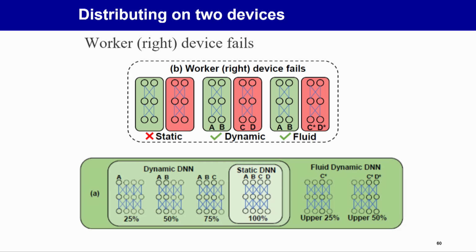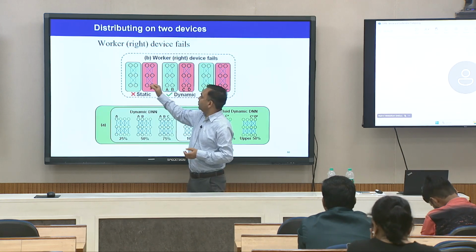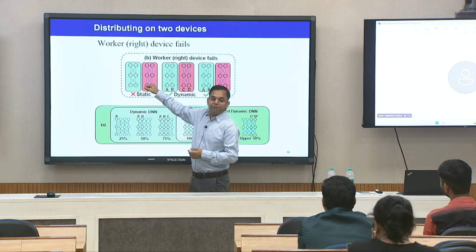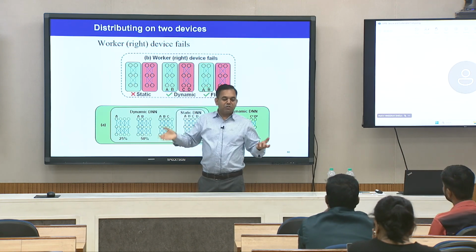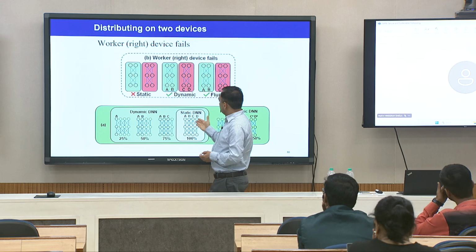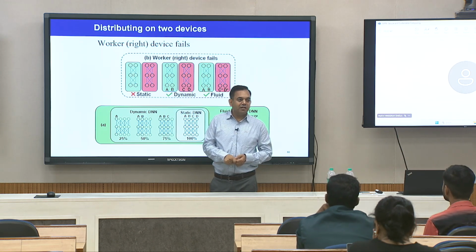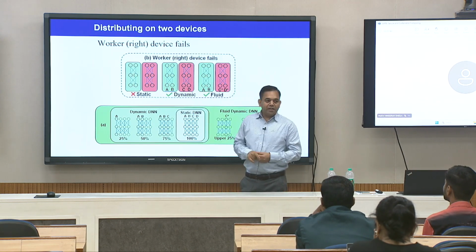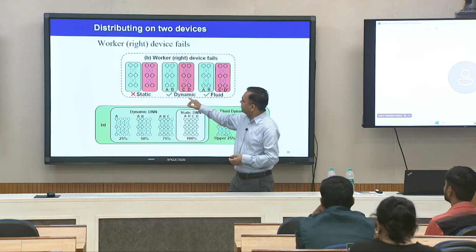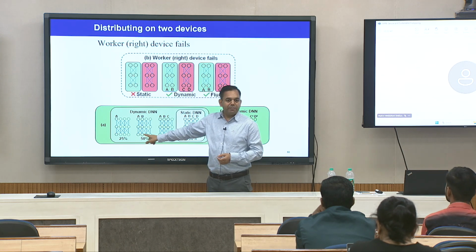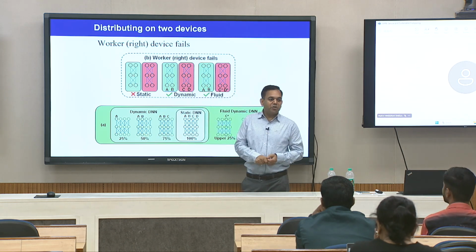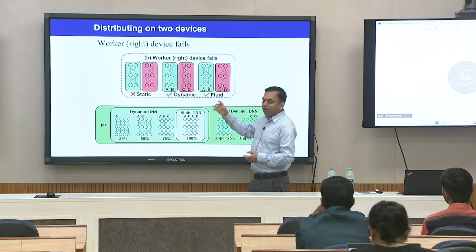So now let's say that the whole model has to be distributed on 2 devices, maybe 2 smartphones, and this is what we already covered. If it is a static model, let's say half is going on one phone, half is going on another phone. If this one fails, the whole system is not going to work, because you get the output from the last couple of layers. If you look at the dynamic, if the static fails, you can still load this model A and B, and then you can still get the output. And with fluid, you can always get that.